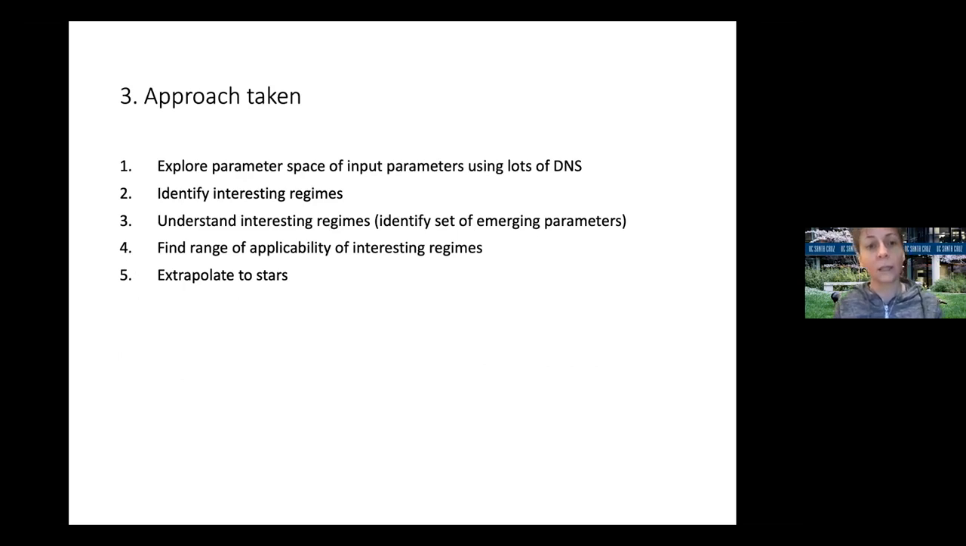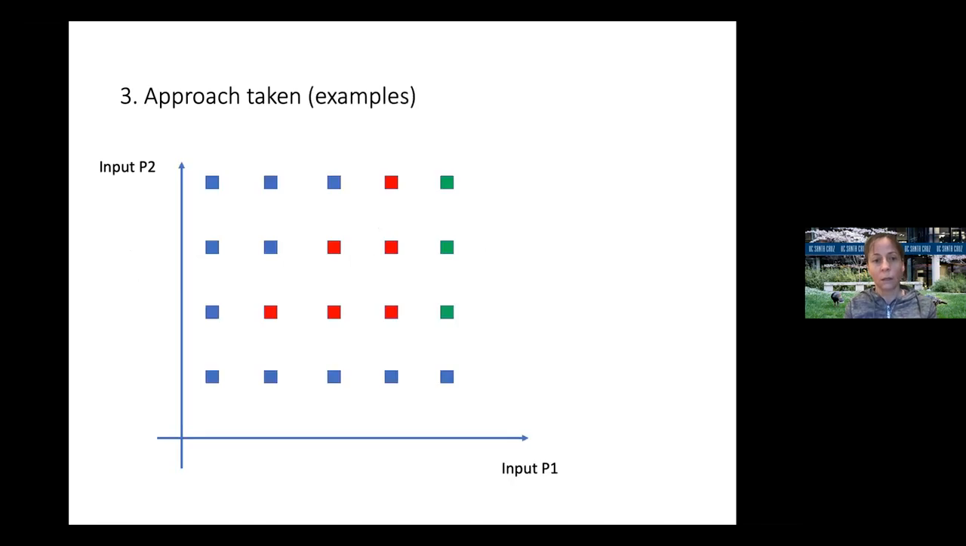The approach we take is you first run a suite of simulations to explore parameter space. You identify interesting regimes, you try and understand them, actually figuring out what makes them tick, find the range of applicability of these regimes, and then extrapolate to stars. And because that's a bit vague, I just want to illustrate it. So suppose you have only two input parameters, P1 and P2. And you run a set of DNS, and by eye or otherwise, you figure out that these red ones are classified into one group and these green ones are classified into another group.